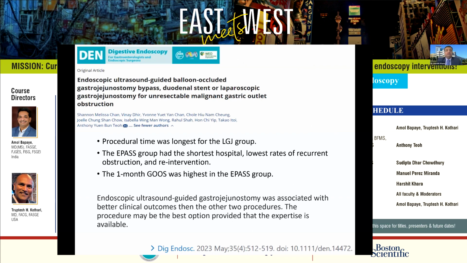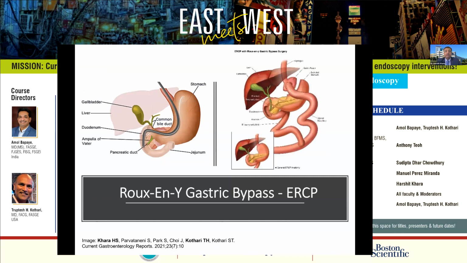And in fact, Anthony's group just published this last year where they compared all three modalities, in a multinational study between China, India, and Japan, where they compared the EPAS to enteral stenting as well as surgical gastrojejunostomy. The procedure time was longest with the surgical group, whereas EUS-GJ had the shortest hospital length of stay, the lowest rates of recurrent obstruction or need for intervention, and the highest GOOSS symptom score with the EPAS. So it has definitely become the mainstay, and in our institution has in fact become the first line, even over enteral stenting, as long as there is a safe window to be able to do that.